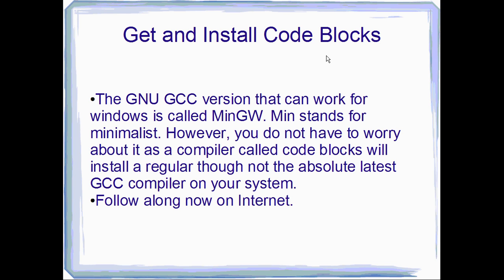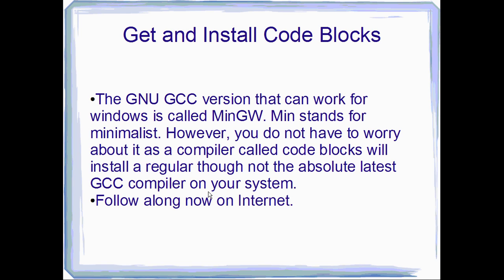Okay. First, you need to get and install something called CodeBlocks. It's a free compiler. The GNU GCC version that can work for Windows is called MinGW. Min stands for minimalist, but you do not have to worry about it, as CodeBlocks will install a regular, though not the absolute latest, GCC compiler on your system.